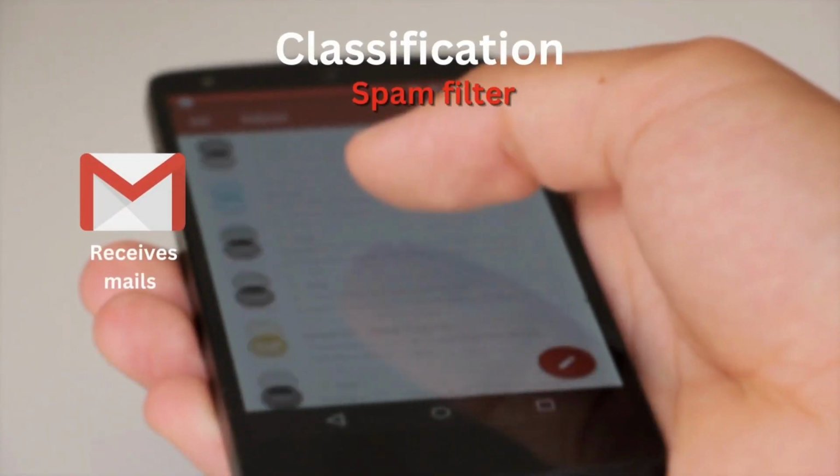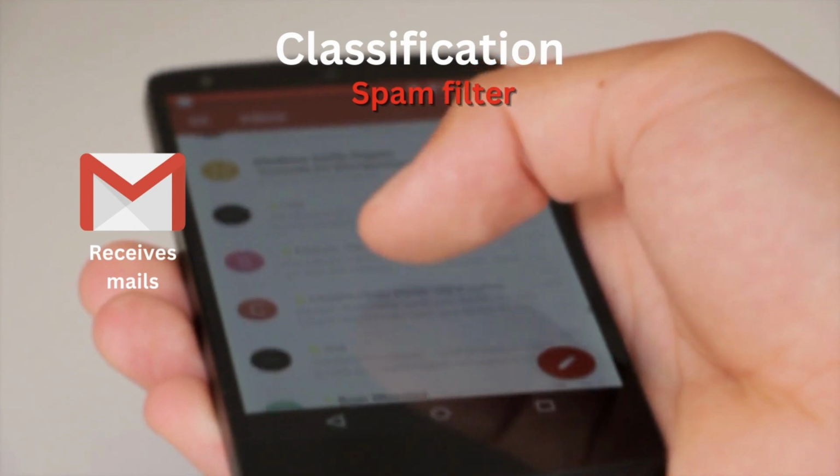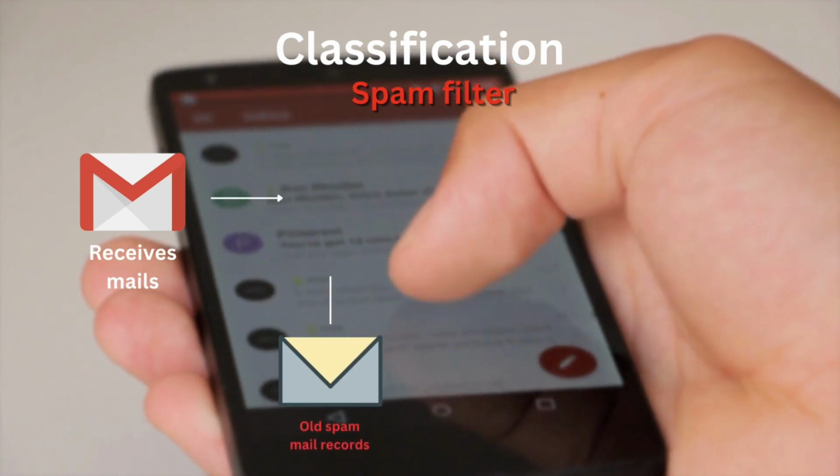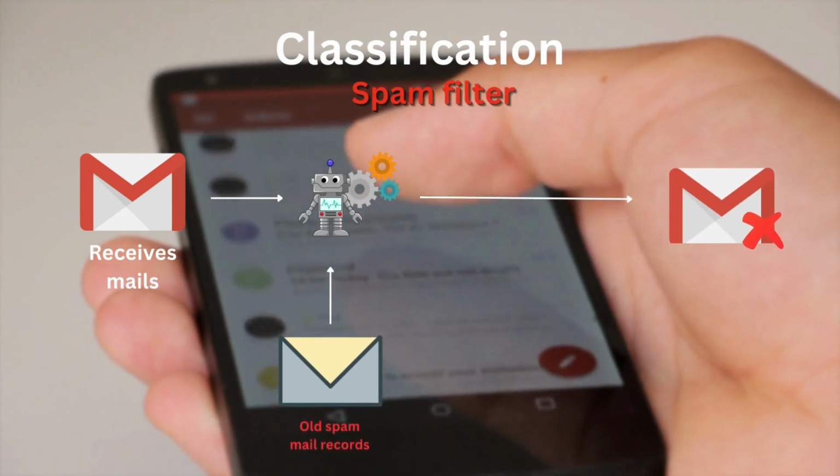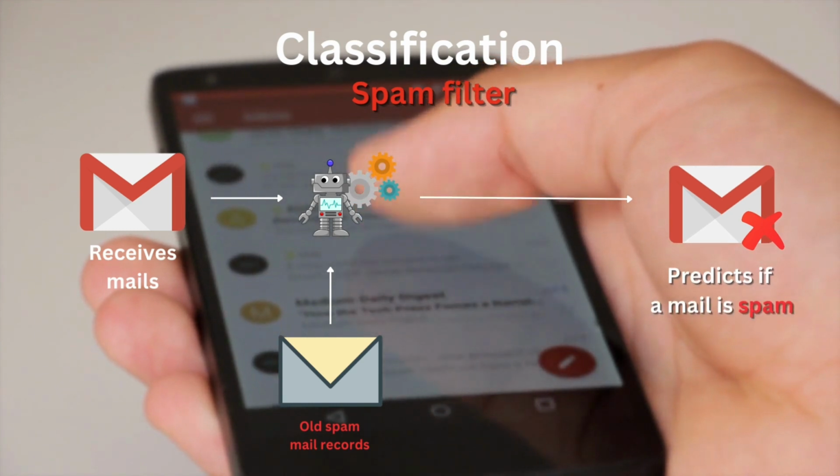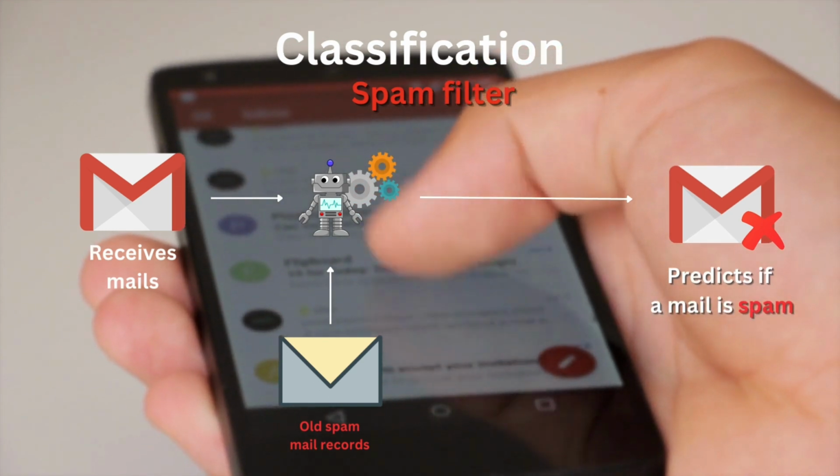The spam filter is a good example of classification. It is trained with many examples of emails along with their class such as spam or ham, and it learns how to classify new emails.